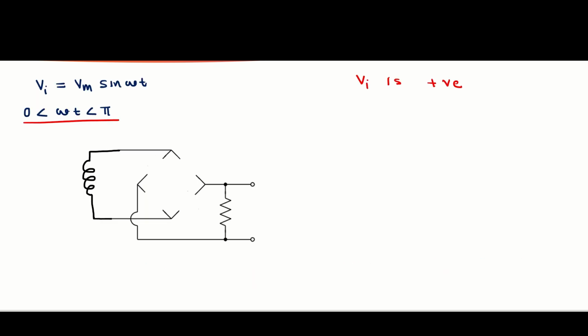So I can say Vi is positive, D1 and D3 are in forward bias mode. In short, I am writing FB. FB means forward bias mode. And D2 and D4 are in reverse bias mode. Here I have written RB. RB means reverse bias mode.